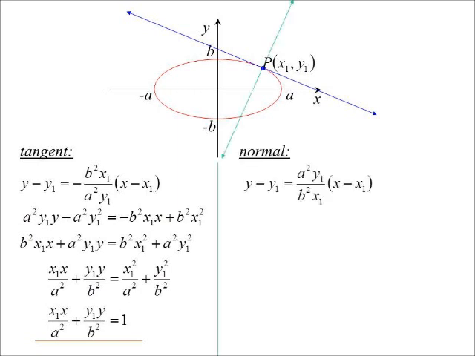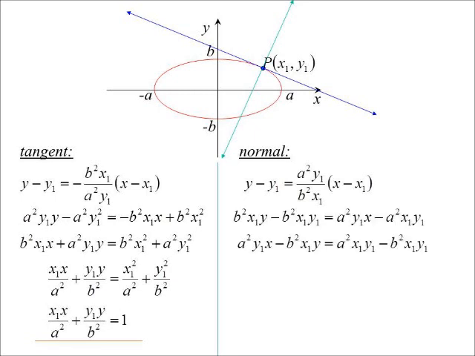Let's have a look at the normal then. Now the slope of that will be the negative inverse. So we get a squared y1 on b squared x1. Let's expand that all out, and once again I've done the same thing. I've moved everything that has a variable in it to the left hand side. If it's just got constants, it's on the right hand side. This time I'm not going to divide by a squared b squared. This time I'm going to divide by x1 y1, because that becomes easier to remember.